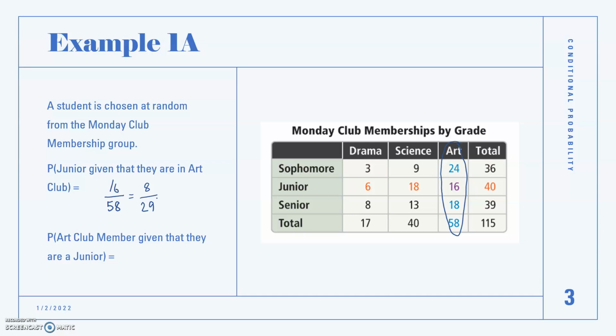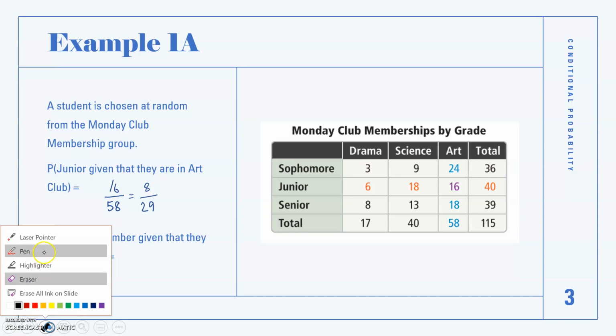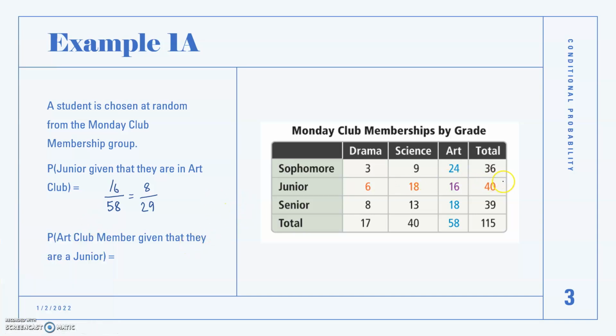And then the second question is, what's the probability that if I've chosen a junior, I have chosen an art club member as well? So I chose a junior, which means I'm looking at just these students. What's the probability that I chose an art club member? That would be 16 out of 40. I can reduce that fraction because I can divide both by 8. So I have 2/5. There's a 2/5 chance that a junior who's in a Monday club is in art club.